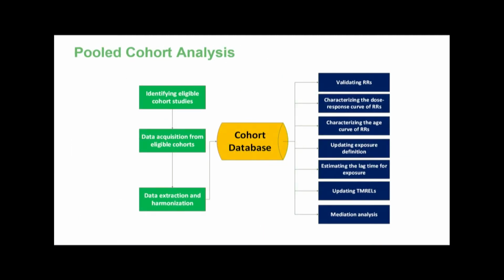Other areas of improvement in the risk factor section of GBD includes improving exposure definition for different risk factors, updating the relative risk, both the age curve of the relative risk, dose response curve of the relative risk, and the magnitude of relative risk for different risk outcome pairs, and also updating how we define TMREL, or basically how we estimate the TMREL across different risk factors or optimal level estimation, and also updating our mediation matrix.